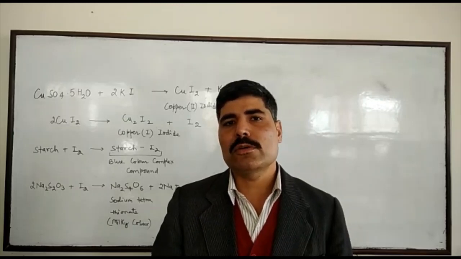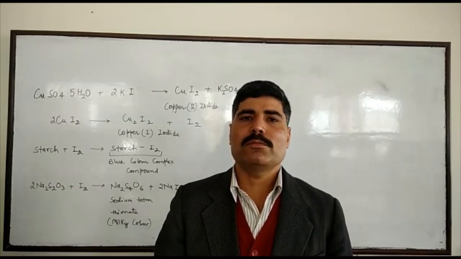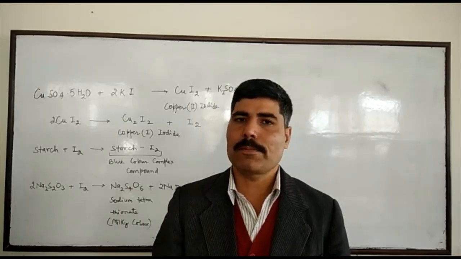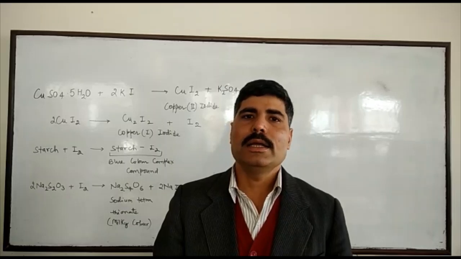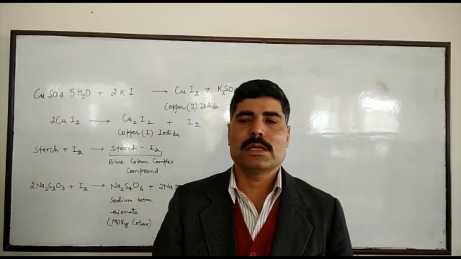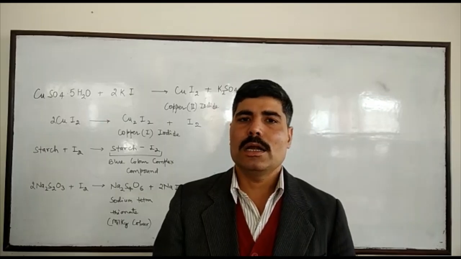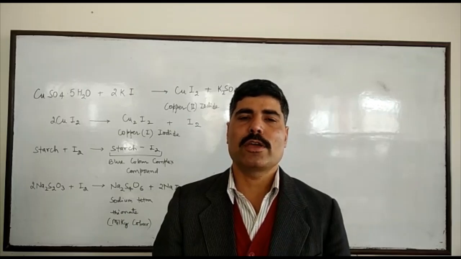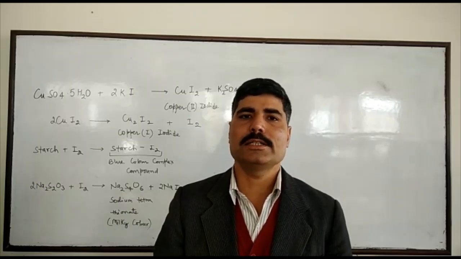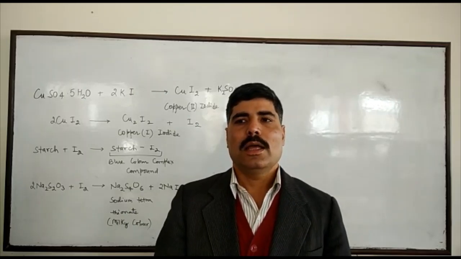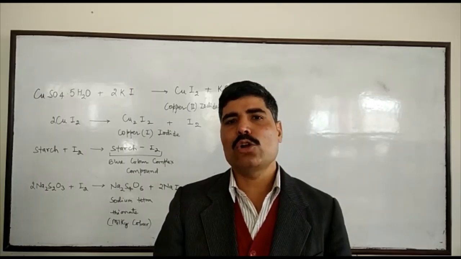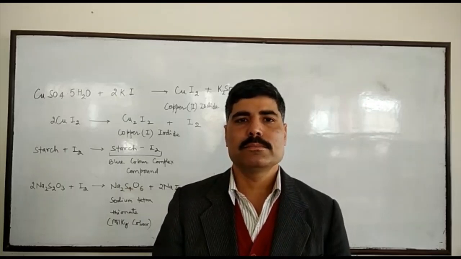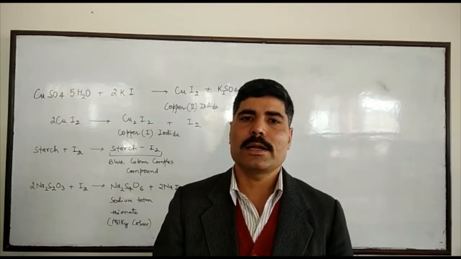Why do we have to give the preference to the freshly prepared starch? Because starch is a polysaccharide and as time goes, it decomposes into its monosaccharides. That's why we give preference to the freshly prepared starch as indicator. And this is an iodometric titration. Why is it called iodometric titration? Because in this titration, the iodine is liberated. That's why it is called iodometric titration.